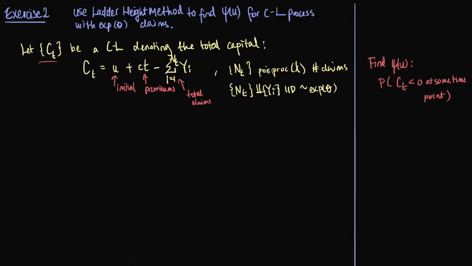Now another way to look at this is to say, well, let's remove the u part from the C_t. And instead, we consider a process called X. So let X be C_t minus u, given as the premiums minus the total claims.